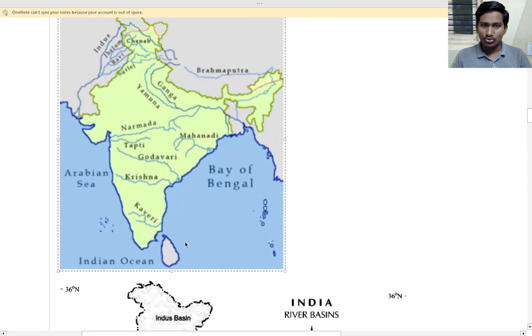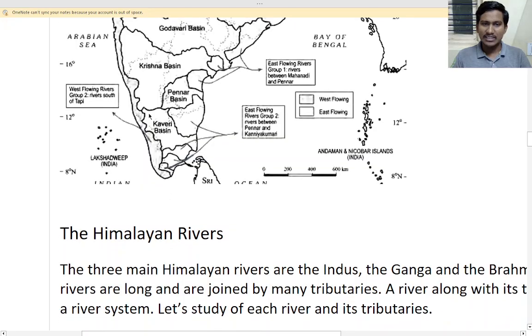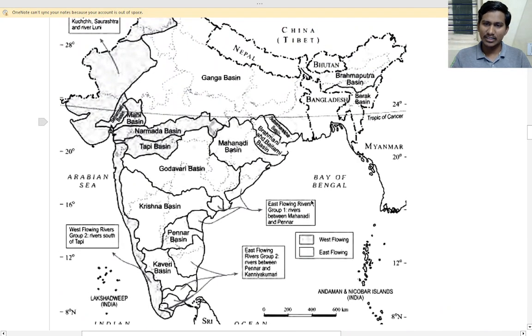Where is the Kaveri basin? The Kaveri basin is in Karnataka, in the south part, right? South part of Karnataka, this much. Then after that it flows through Tamil Nadu. So you can see here, and it joins the Bay of Bengal. This side is the Bay of Bengal, right? The sea, that is the ocean, Bay of Bengal. So it joins the Bay of Bengal.